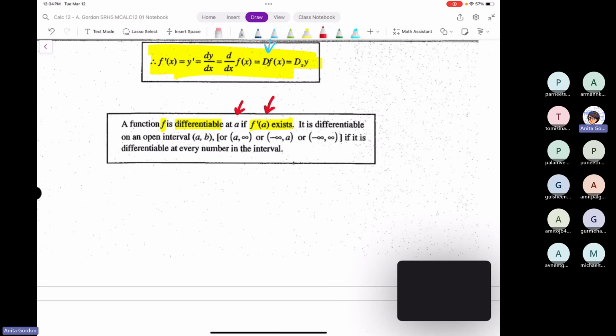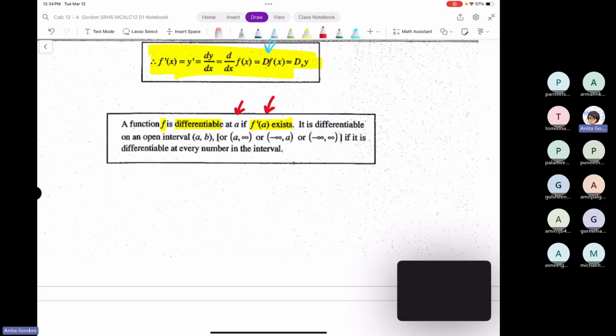Because as we saw with piecewise functions, the function could exist, but it does not mean it's differentiable at all points, right? An example is if you have an asymptote. You can't differentiate at that point because there's an asymptote there, okay?